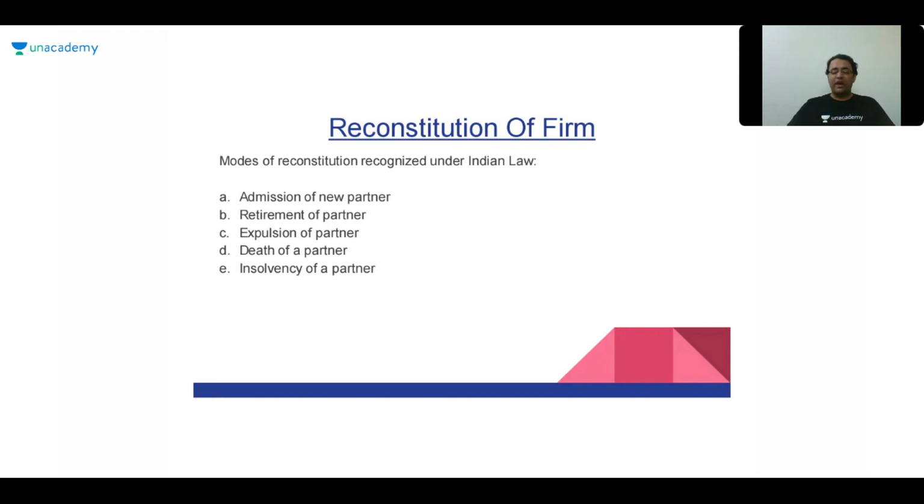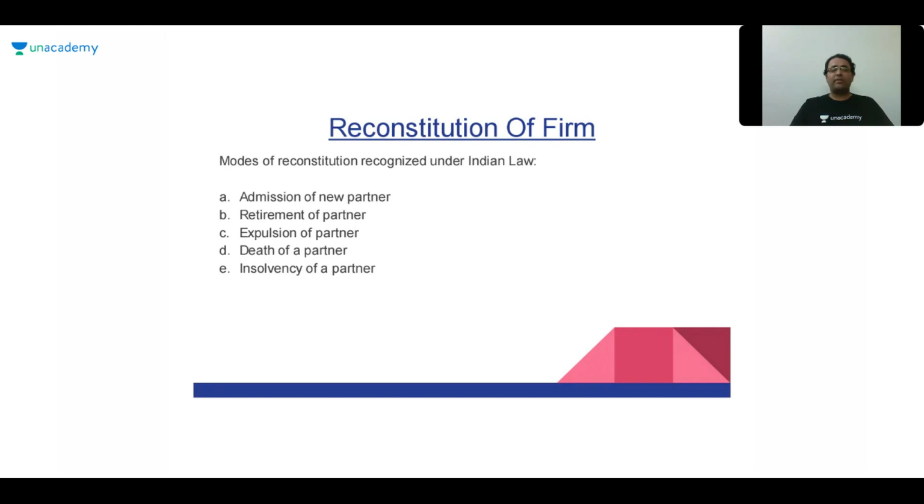Coming back to retirement, I forgot to mention one point. Once a partner retires from a partnership firm, then he is also eligible to get his capital, whatever is there in the firm, the profits made by the firm until the day he retires, and get a copy of the accounts, which we will discuss further.